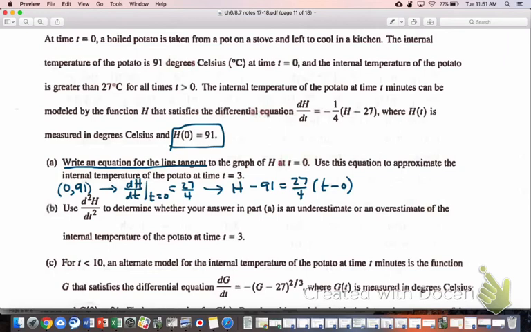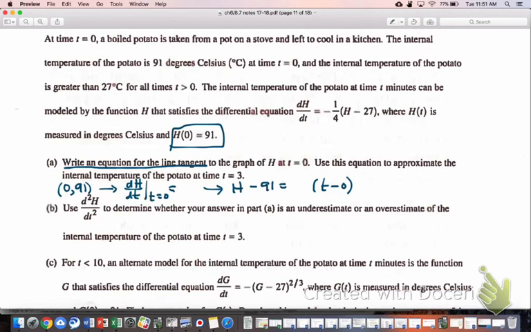Actually, let me complete this real quick. Or do you have a question? I do. It says 1/4 times h minus 27, so would you plug in the 91? Oh my gosh, it's h minus 27. Thank you, Nick. I did it wrong. Let's go back. I'm struggling, losing minus signs, plugging the wrong thing in.